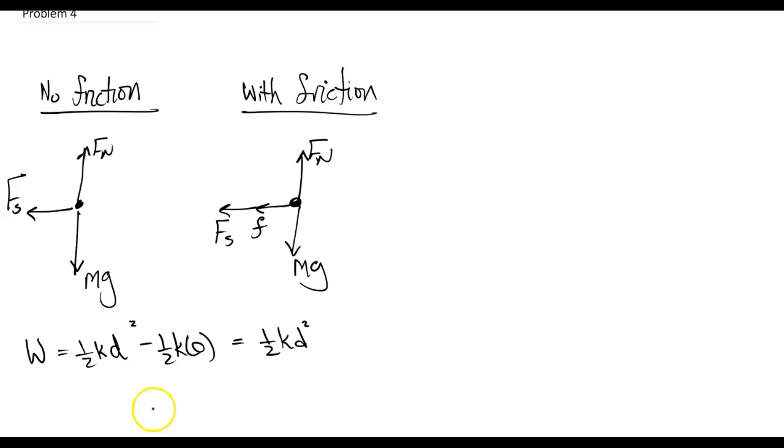This is the same as the negative of the work that the spring does on the glider. So if this is the work done by the glider, let's denote this by G, then the work done by the spring is going to be minus the work done by the glider, which is minus 1/2 kd squared.